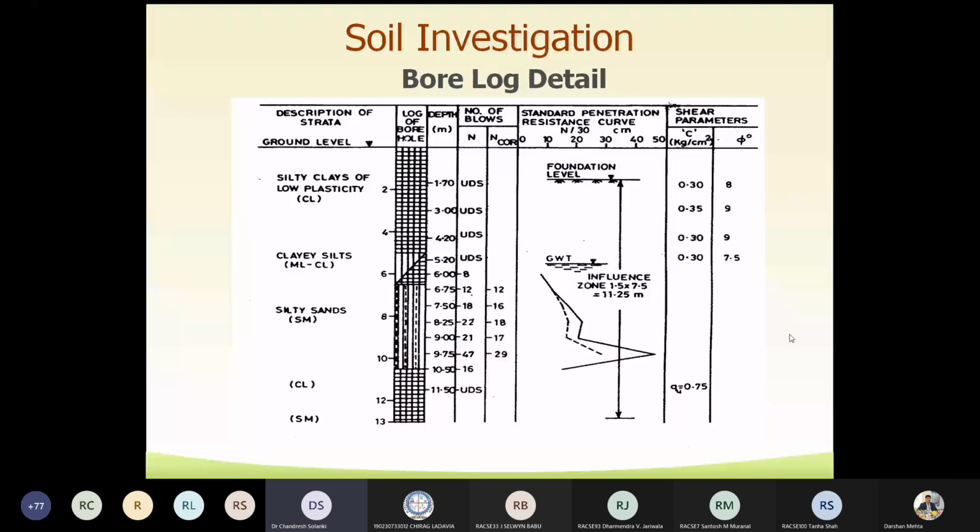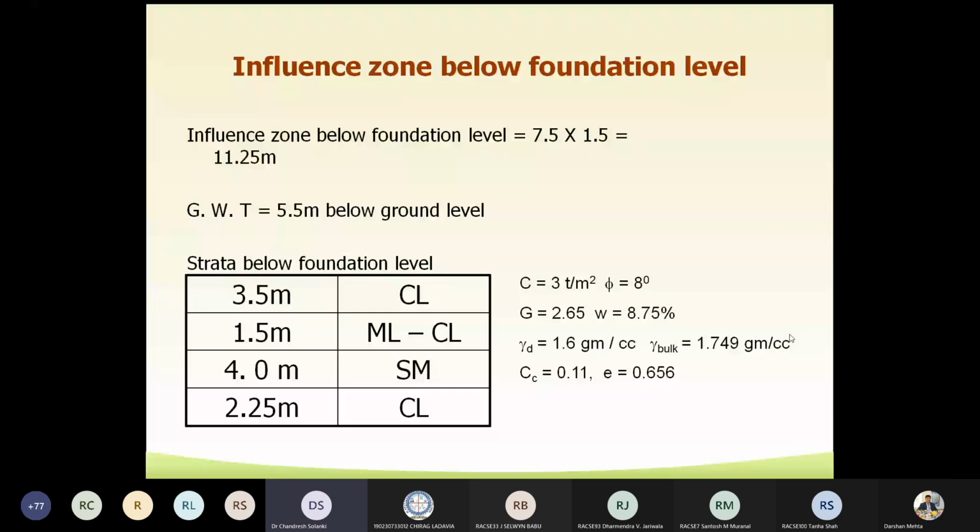Now, the influence zone has been discussed to you. Position of the water table. This is the strata below the foundation level. The values given are C equal to 3 ton per meter square, phi equal to 8 degree, G is 2.65, water content is 8.75, and compression index is given as 0.11. Other parameters are computed from the data given, such as the bulk density and void ratio. Void ratio has been found out as 0.656.